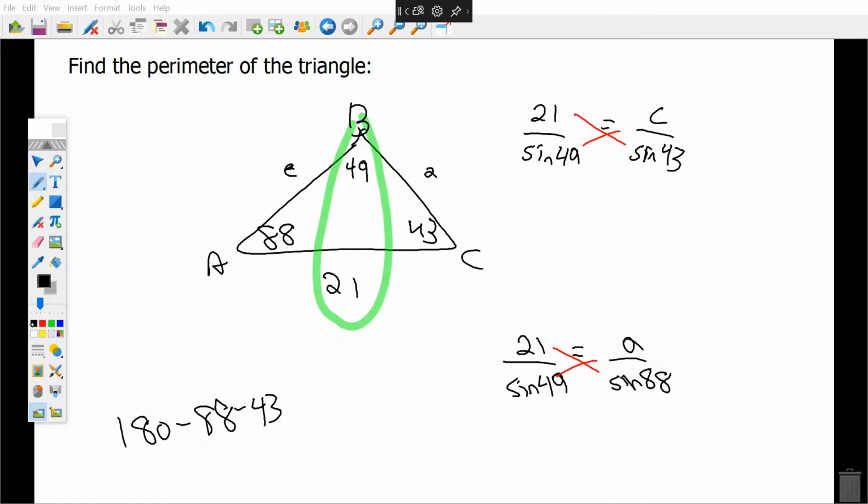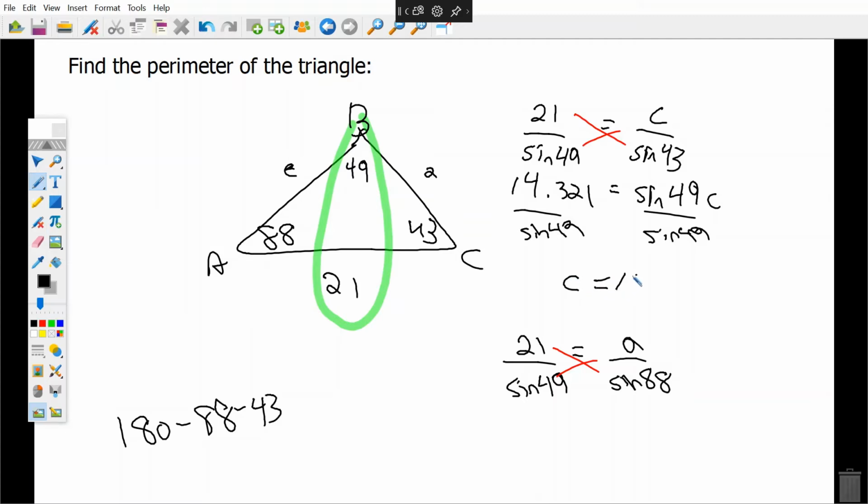21 times sine 43 equals 14.321 equals sine 49C. Divide both sides by sine 49. C is 18.97, which will round up to 19.